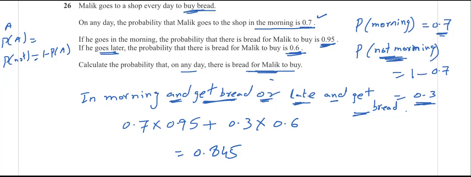Now, if he is going in the morning, the probability in the morning is 0.7, and for and we use multiplication. The probability of getting the bread in the morning is 0.95. Or, for or we use plus. If he is going late, the probability for late is 0.3 and he gets the bread. The probability of getting the bread when he is late is 0.6. So we'll get that. Okay.